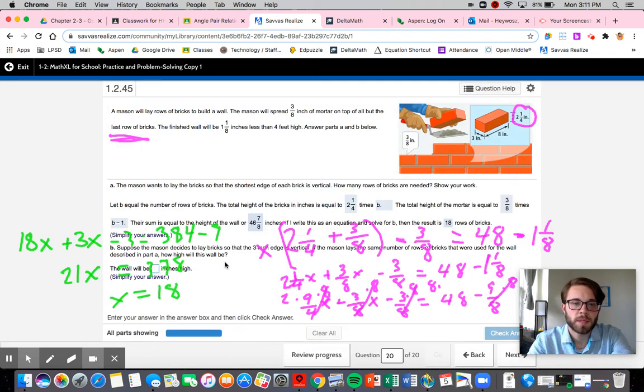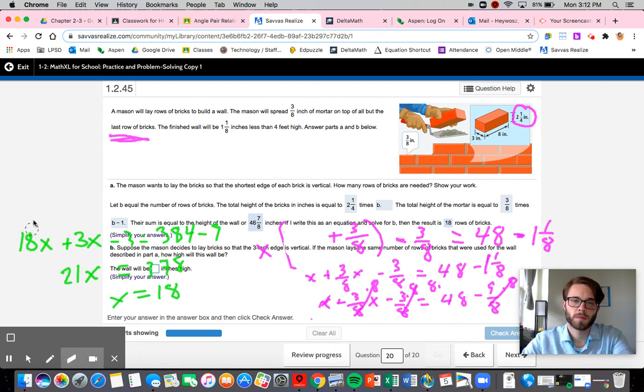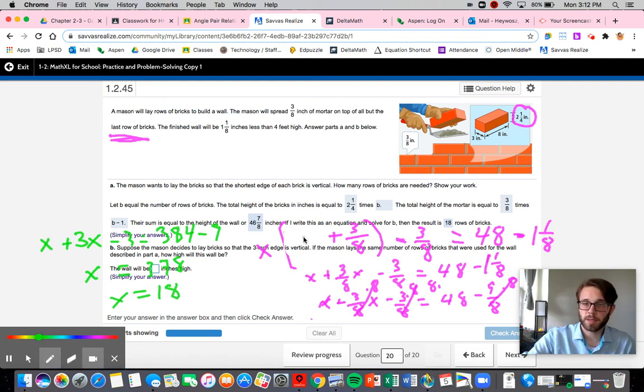Okay. Suppose the mason decides to lay the bricks so that they are 3 inches vertical and uses the same number of rows that we used. How tall will this be? So basically what we're saying is instead of doing 2 1/4, I'm just switching this out with 3. Okay? So instead of this, I'm going to switch it out with 3.